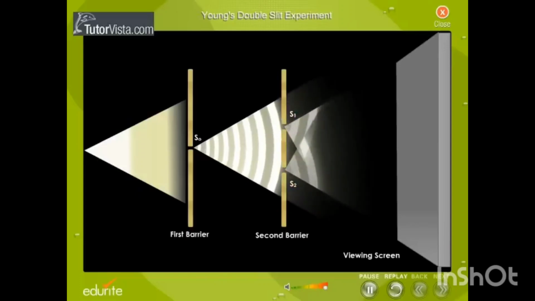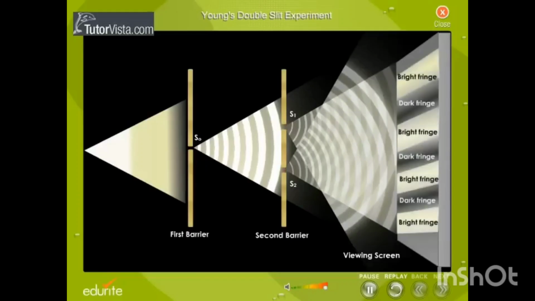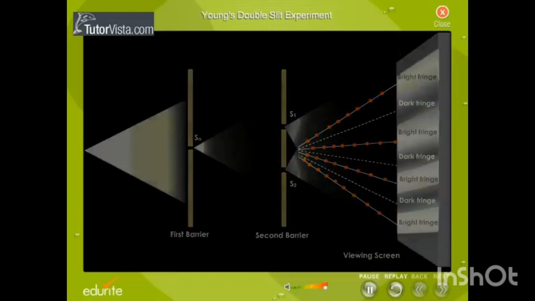These two slits served as a pair of coherent light sources because waves emerging from them originate from the same wave front and therefore maintain a constant phase relationship. Thomas Young observed that the light from S1 and S2 produced on the viewing screen a visible pattern of bright and dark parallel bands called fringes.